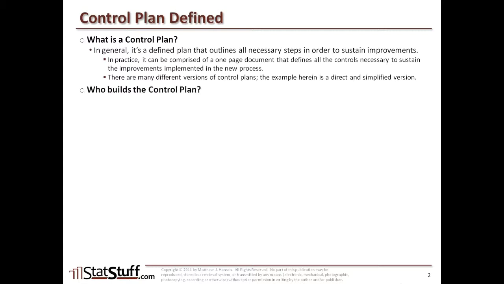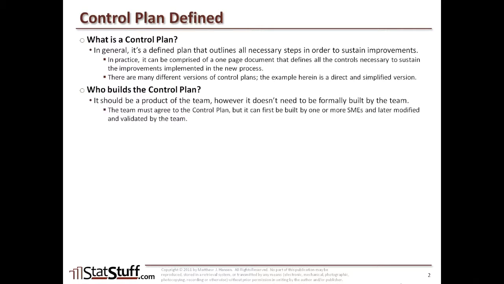So who actually builds the control plan? Well, it's usually a product of the team itself, but that doesn't mean that the whole team has to be involved in the formal process of building the control plan. The team needs to at least agree on the control plan, be in complete agreement about it. But it could be built in the first place by just one or more subject matter experts, or SMEs, and then later be validated and modified by the team itself.